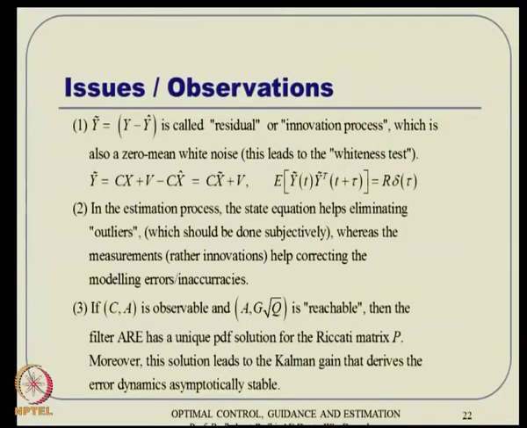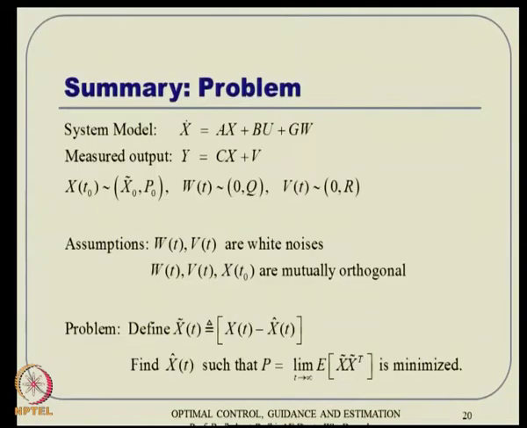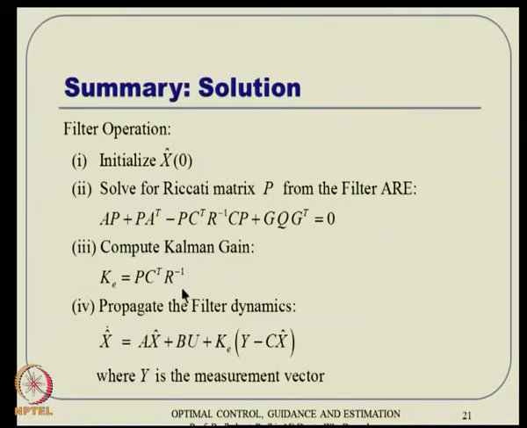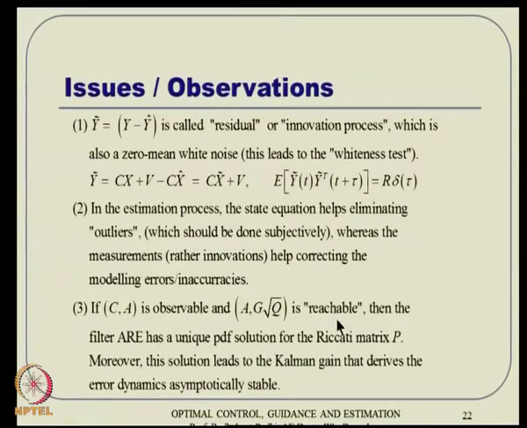If observability is not there, you can't do anything, but on top of observability, reachability has to be there for a unique solution of this filter ARE. If it is there, then you can get a unique PD solution, or positive definite solution, from the algebraic Riccati equation or filter ARE. And moreover, this solution will ultimately lead to the Kalman gain. Remember, K is nothing but P C transpose R inverse. That drives the error dynamics asymptotically to 0 basically.